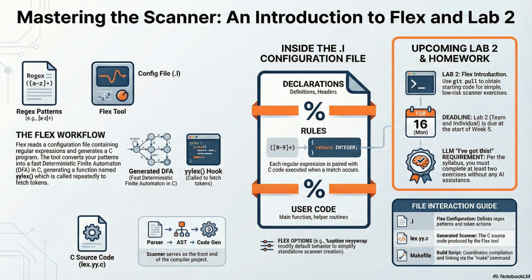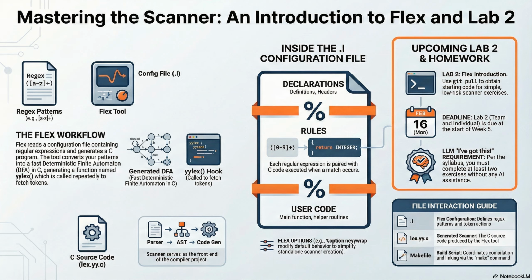Okay, let's look at that .l file. The notes show this structure with the % symbols. It looks a little weird if you're used to just C. It is its own special format. It's broken into 3 distinct sections, and those double % signs are the delimiters. So section 1, the top part. That's your declarations and definitions. Any C code here just gets copied verbatim to the top of the output file. So your #include statements, global variables, things like that.